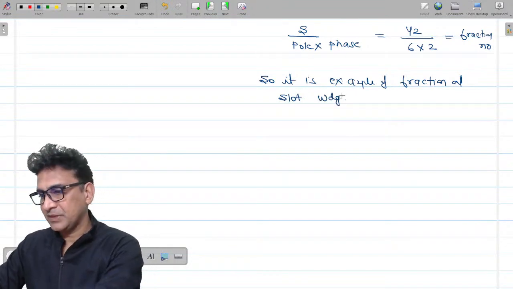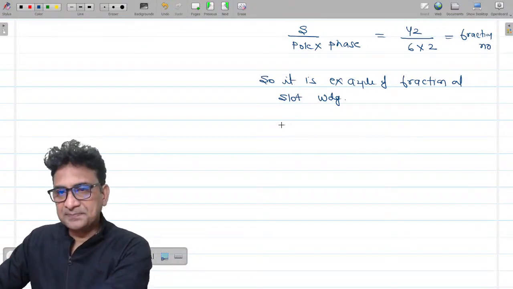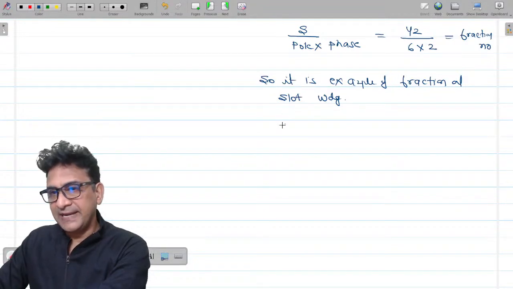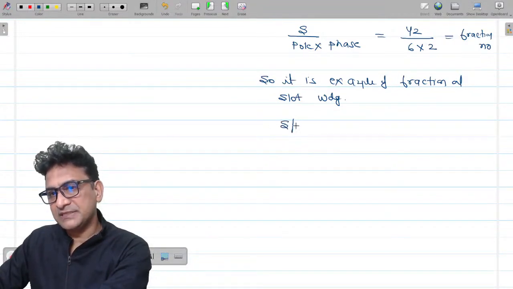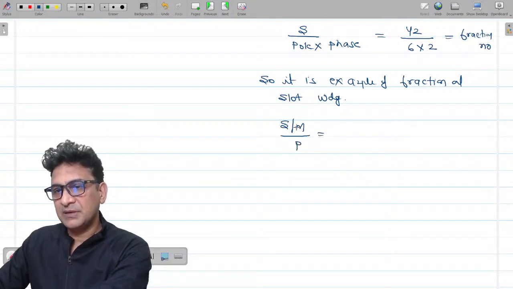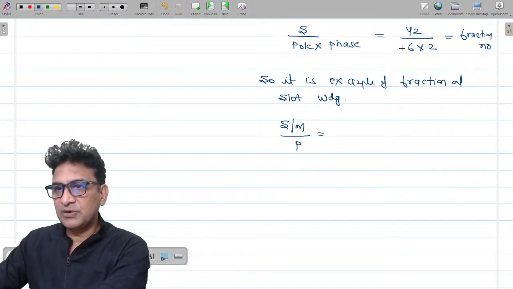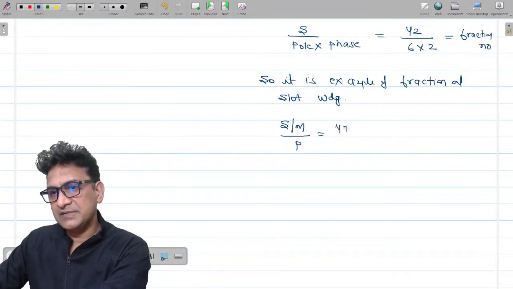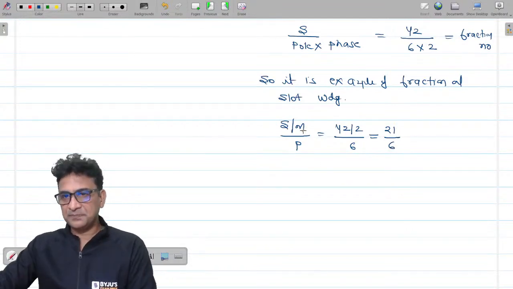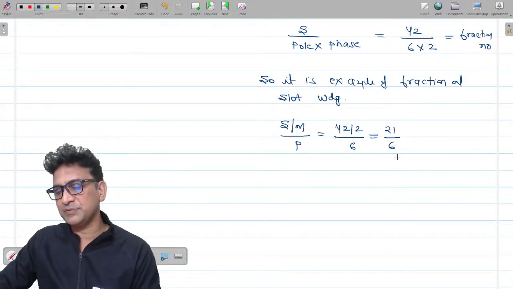Is it clear? In case of fractional slot winding, first we find out the value of Sk, slot per phase divided by pole. Both should be integer numbers. Slot is 42, phase is 2 and pole is 6. No doubt the numerator is an integer number, it is 21. Denominator is also an integer number. So slot per phase should be an integer number and the pole should be an integer number.